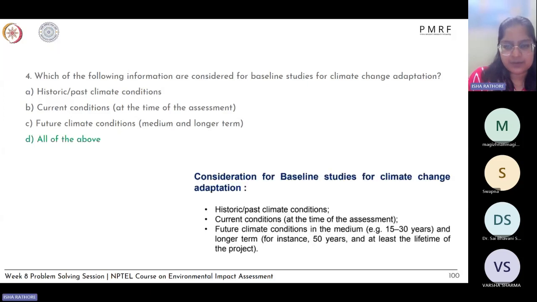Okay, so D, all of the above is the correct answer. So baseline studies for climate change adaptation require information on historic and past climate conditions, information on current conditions at the time of assessment, and information on the future climate conditions for the medium and longer term, that is 15 to 30 years or more than 50 years or the lifetime of the project. So all A to C are the correct answers. So D is the correct answer. Moving on to the next question.